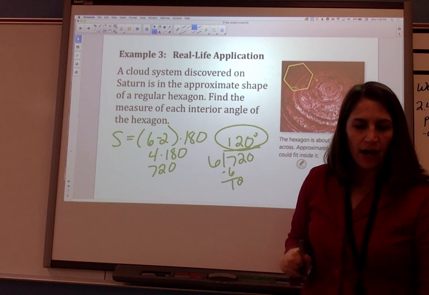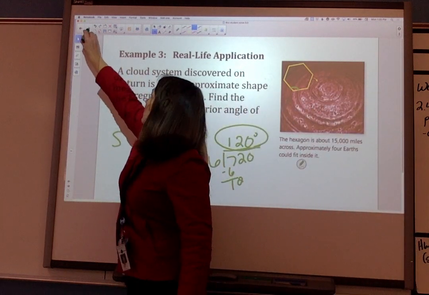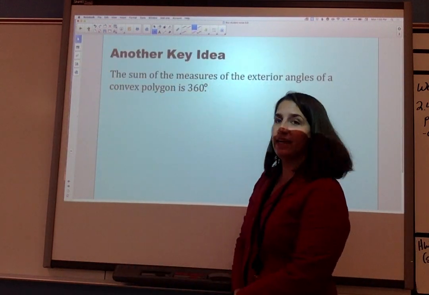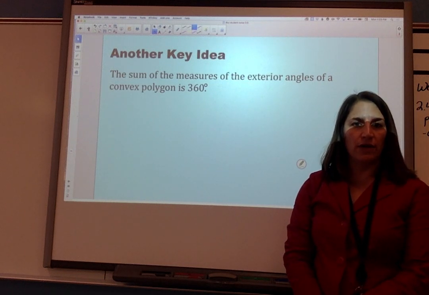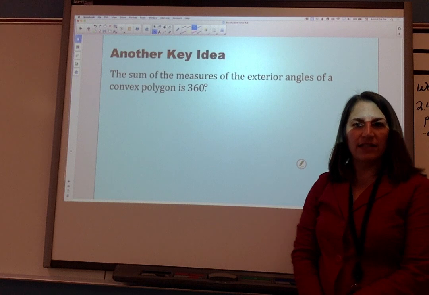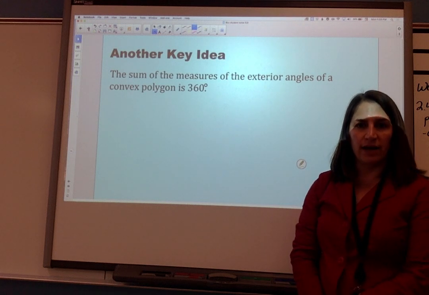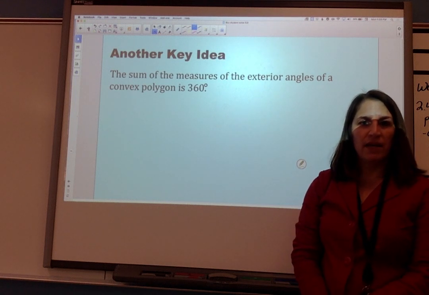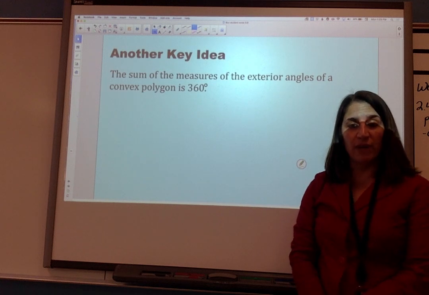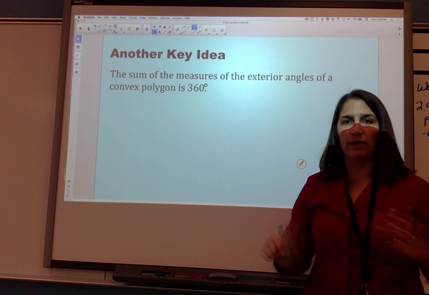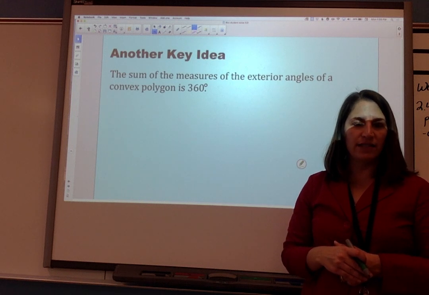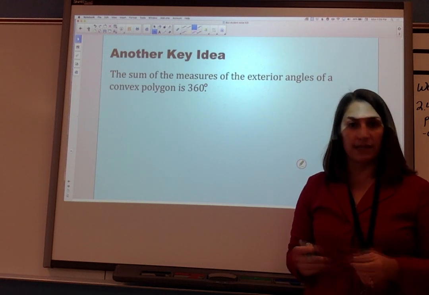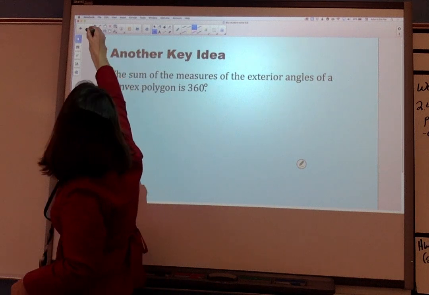All right, let's look at another key idea here. The sum of the measures of the exterior angles of a convex polygon is 360 degrees. So regardless of what kind of polygon it is, whether it's a triangle or a square or a pentagon or an octagon, the sum of the exterior angles is going to be 360. So let's take a look at that.